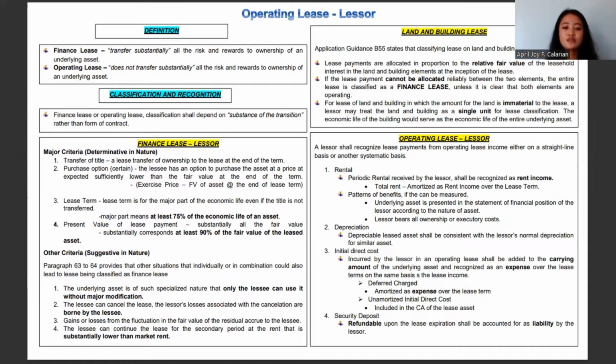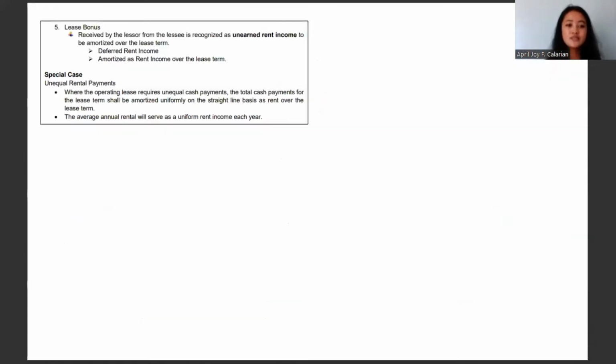We have fourth, security deposit, which is refundable and is a liability of the lessor. We have fifth, lease bonus, which is recognized as unearned rent income. We also have a special case of unequal rental payments. This means that the operating lease requires unequal cash payments. It will be amortized uniformly on a straight line basis.